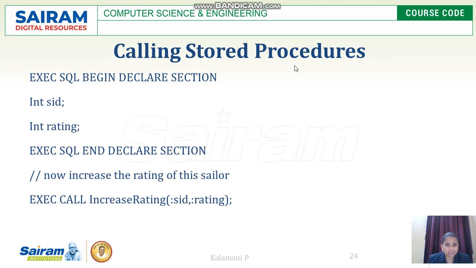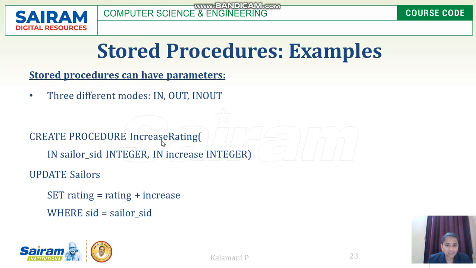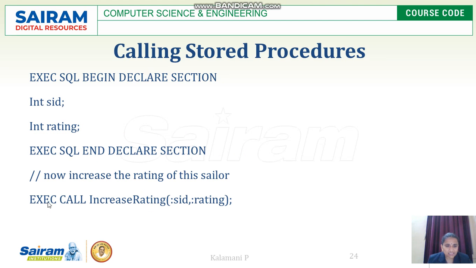So how to call stored procedures: EXEC SQL BEGIN DECLARE SECTION, this we know, int sid, int rating, then EXEC SQL END DECLARE SECTION is over. Now we are going to call the procedure. Our procedure name is IncreaseRating with 2 parameters, sailor_id and increase. So we can call it like this: EXEC SQL CALL, we have to use the CALL keyword, then the procedure name IncreaseRating. Within the brackets we give :sid and :rating, as we have seen. So :sid comma :rating. You already understand why we use the colon.